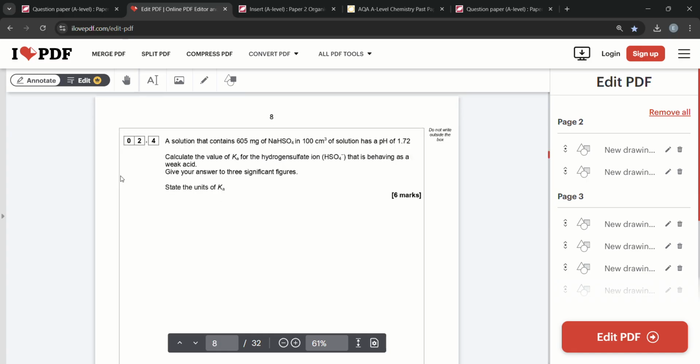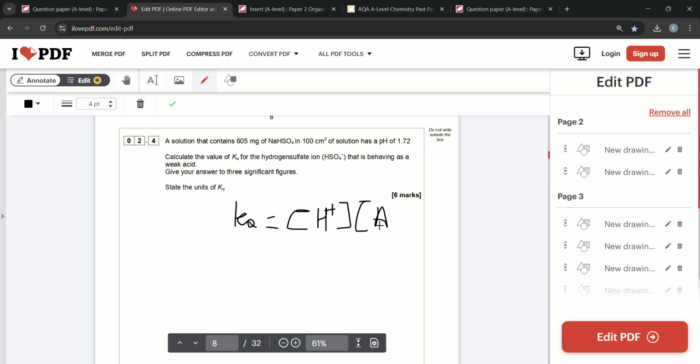State the units of Ka. Okay, this is a bit of a calculation question, 6 marks. It does not look easy. Well, Ka is equal to [H+][A-] over [HA]. The square brackets represent concentration, so in this case the concentration of H+, the concentration of A-, and the concentration of HA.